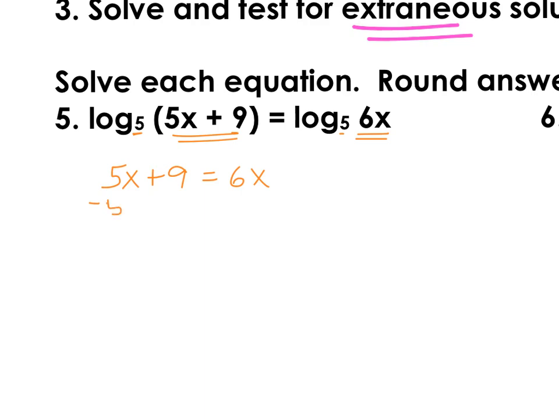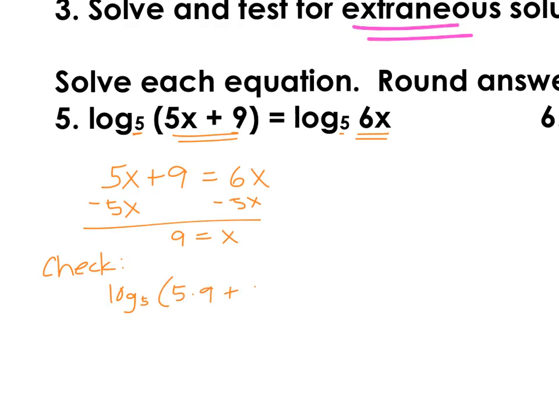Move 5x to the other side, and we get x equals 9. Pretty simple. Now to test it, to plug it back in and check, what we're looking for is a number when we plug it back in and we get a negative value. So if we plug in log base 5 of 5 times 9 plus 9, well 5 times 9 is 45. 45 plus 9 is 54.